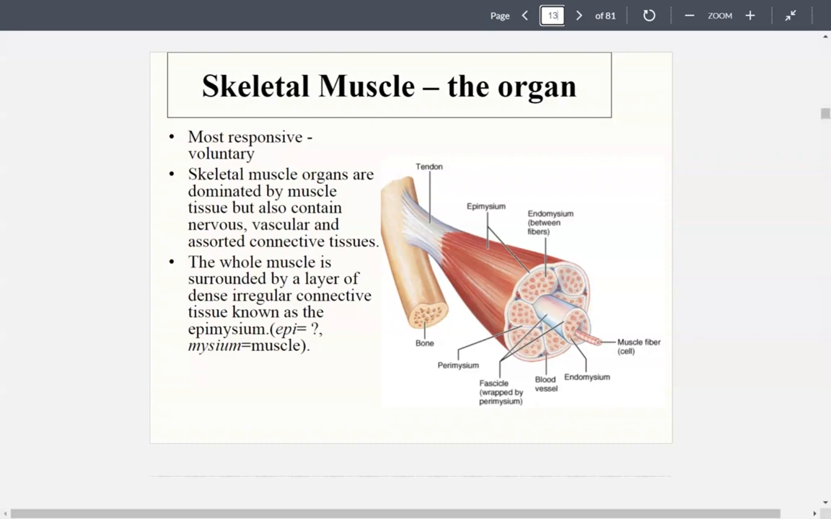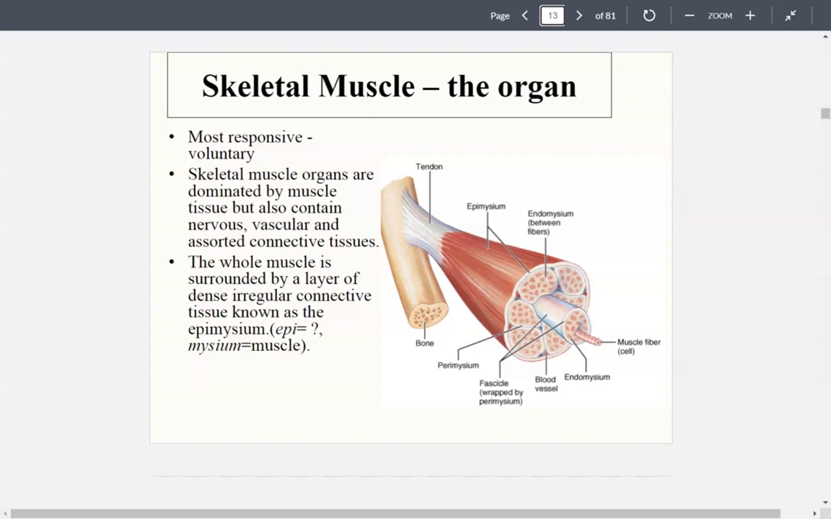However, we are going to find other tissues involved with them. Some of them should hopefully be self-explanatory, like nervous tissue. You need nerves in order to contract. Other tissues involved are going to be your vascular setup, so capillaries, arteries, and veins. We're going to have various connective tissues also involved here with various membranes. And we're actually going to start with that outermost membrane.